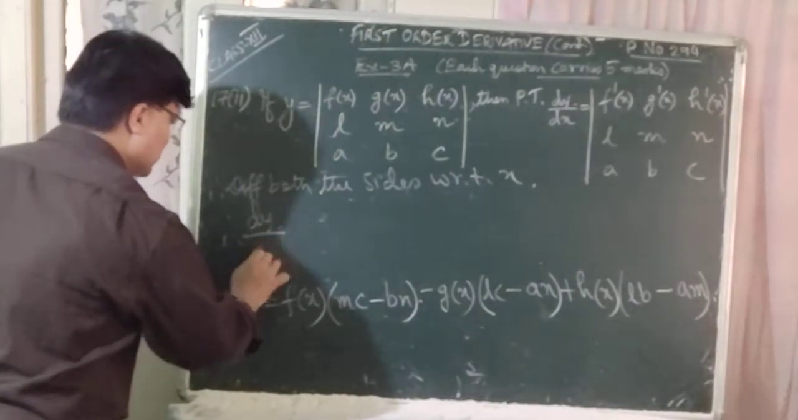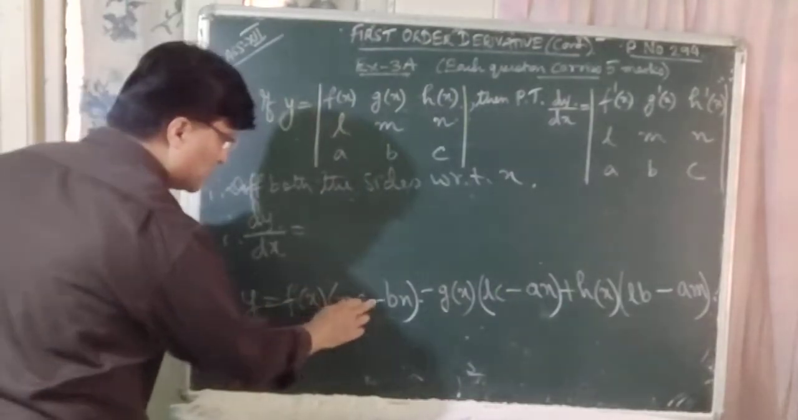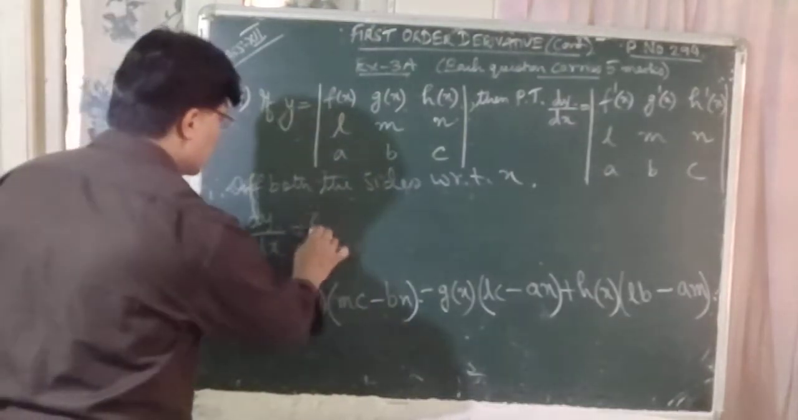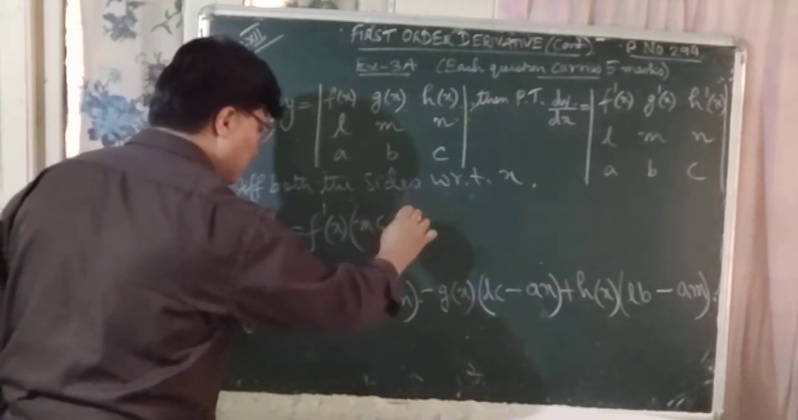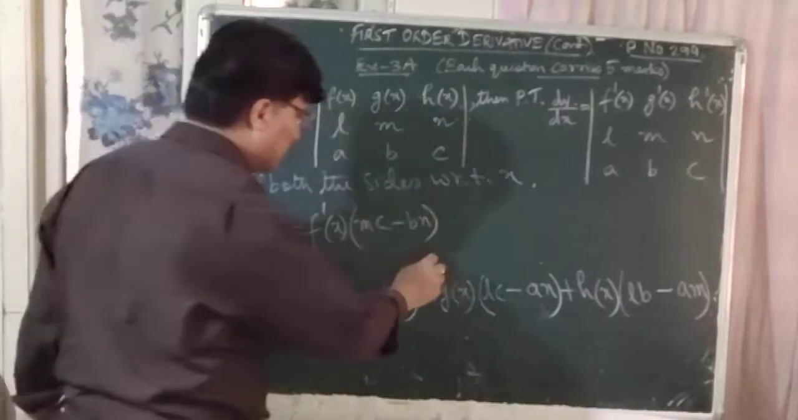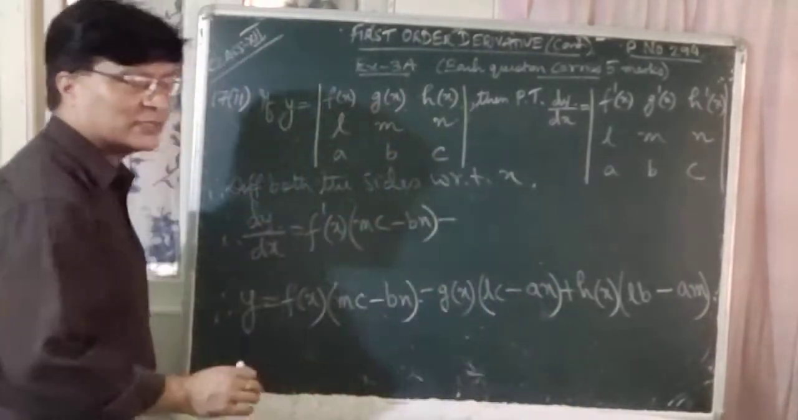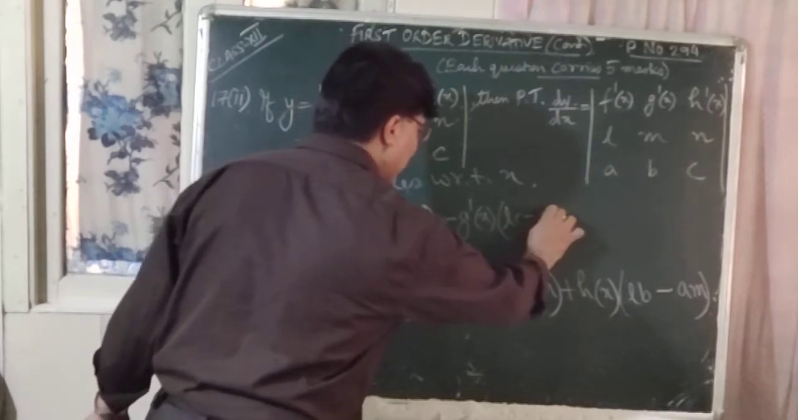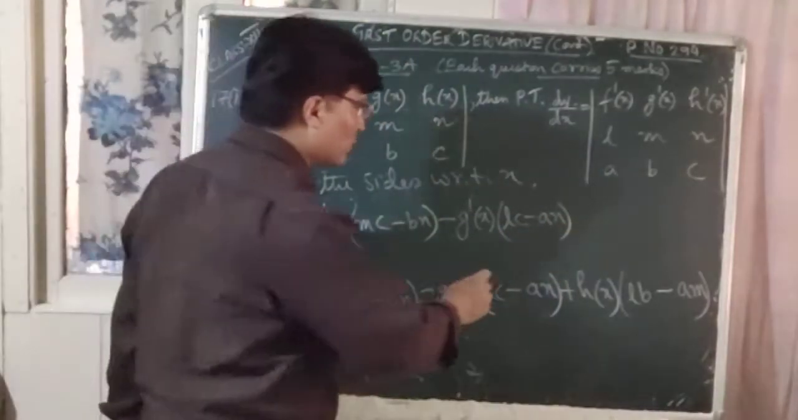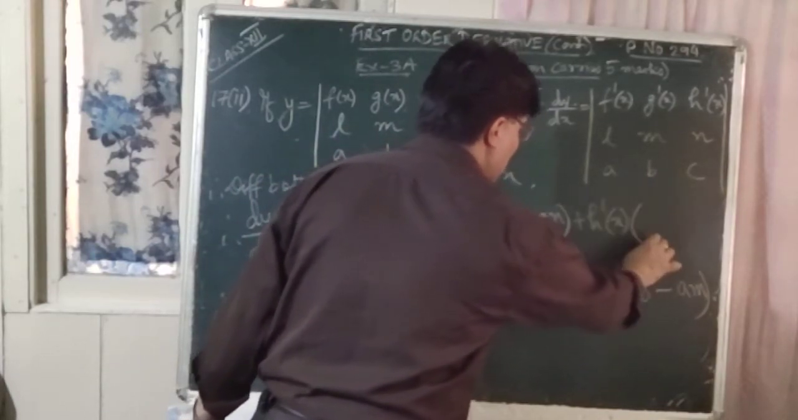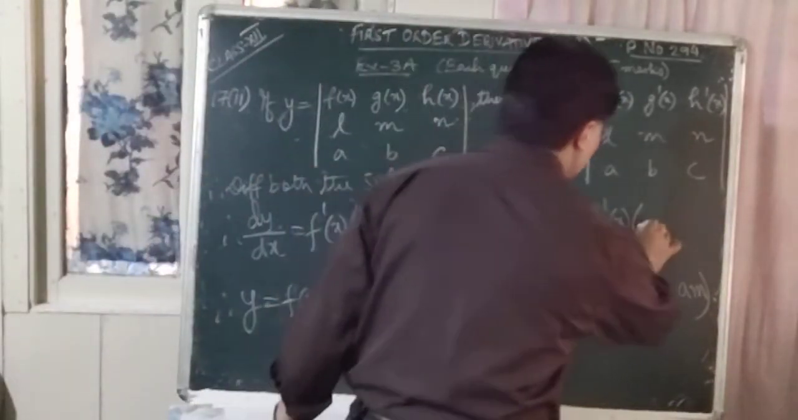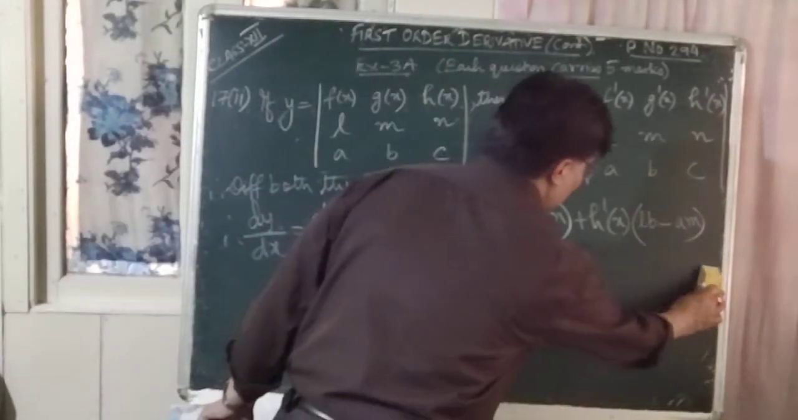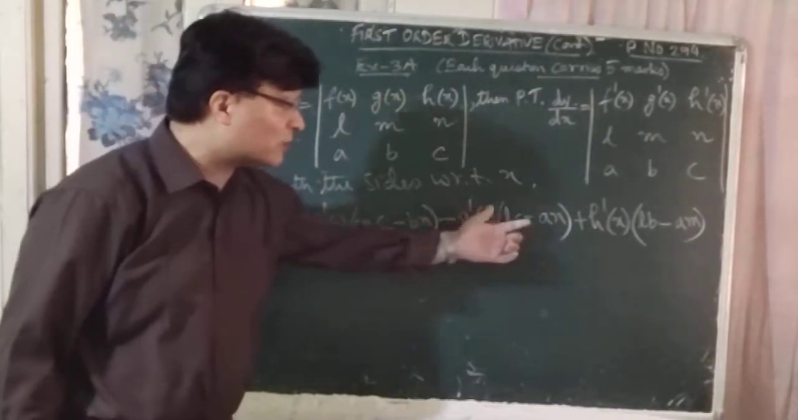So therefore dy by dx is equal to, what is it? mc minus bn remains same. That means you have to differentiate only f of x, because mc minus bn is a constant, right? So it is f dash of x and within bracket mc minus bn, right? Then comes minus. This lc minus an is constant, remains same. You have to differentiate only g of x, that is g dash of x and within bracket lc minus an, right? Then plus, what is the differentiation of h of x? h dash of x and within bracket this lb minus am remains same. That is lb minus am. Is it clear now? Now again, this is an expansion of a determinant, isn't it?